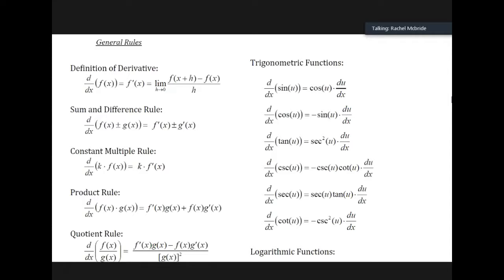Then we have our trig derivatives. Make sure if it has a u that you put du/dx, which can also be written as u prime. So make sure you have du/dx or u prime.